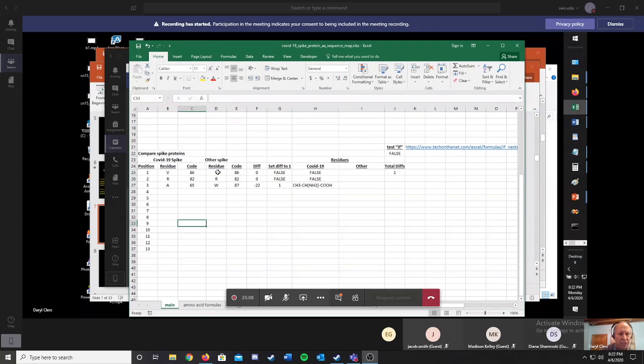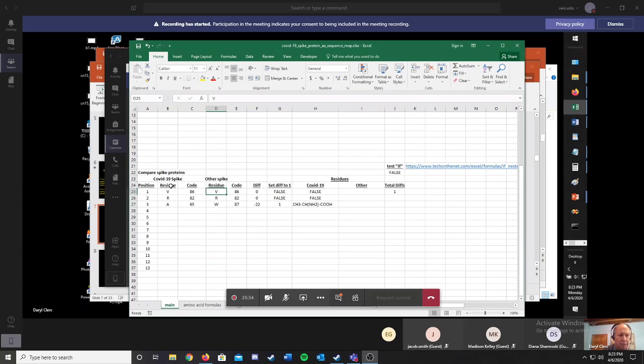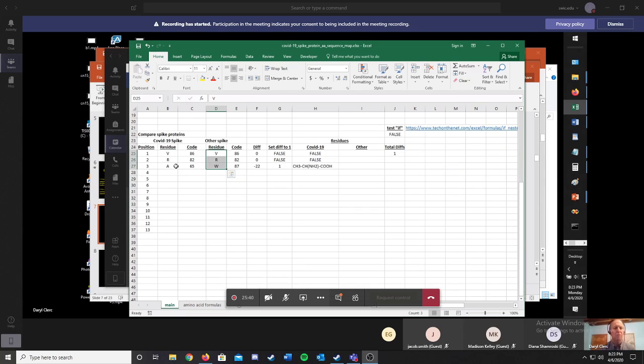And the other spike residue, which you would choose, it could be anything like a bovine spike protein or mouse or human. So you do the same process, look it up on Uniprot, and then paste it down here as a column. So what we want to do is compare these two columns. We want to compare column B to column D. And we can't do that when they're letters. We need to convert each letter to its ASCII code, which is the code that computers use to store letters.